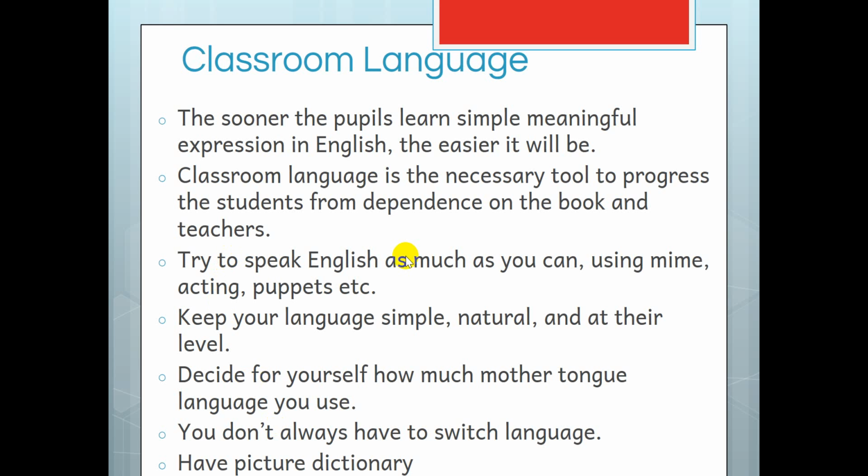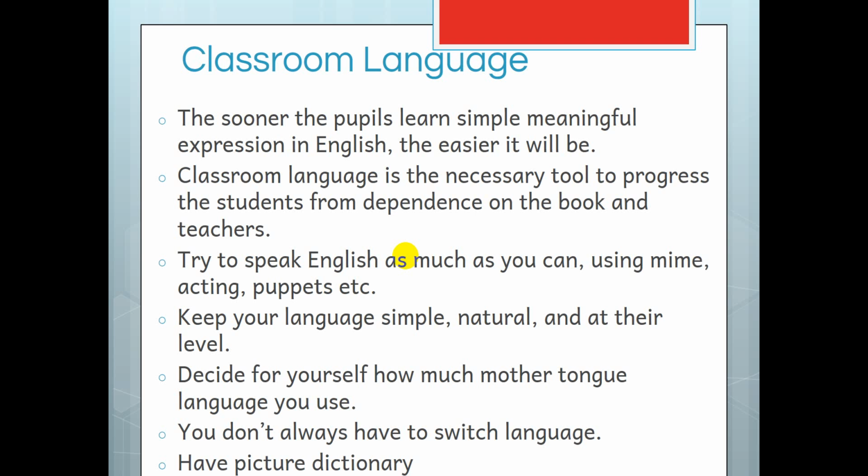When we want to introduce English to the children, keep the language simple, natural, and at their level. You can introduce simple English and make them get into the habit of it. Do not assume that they don't understand. If you give them gestures and use teaching aids, they will understand the language. Do not underestimate the children.